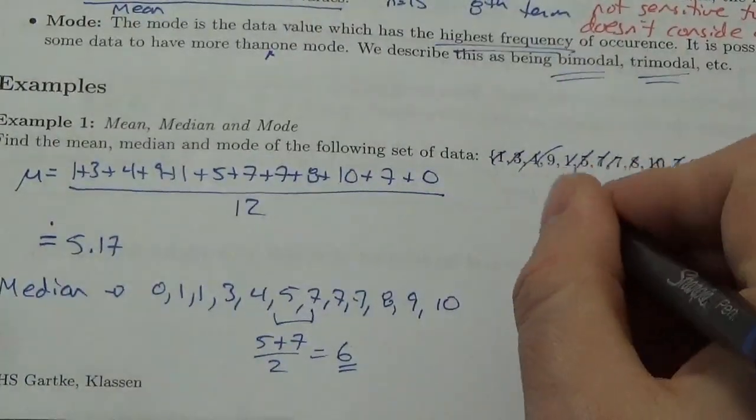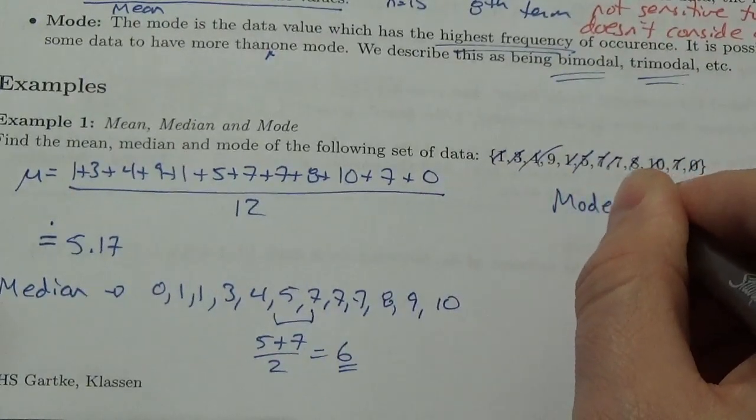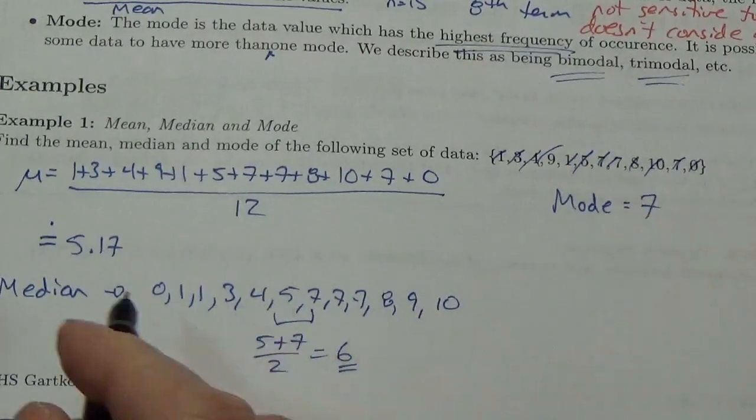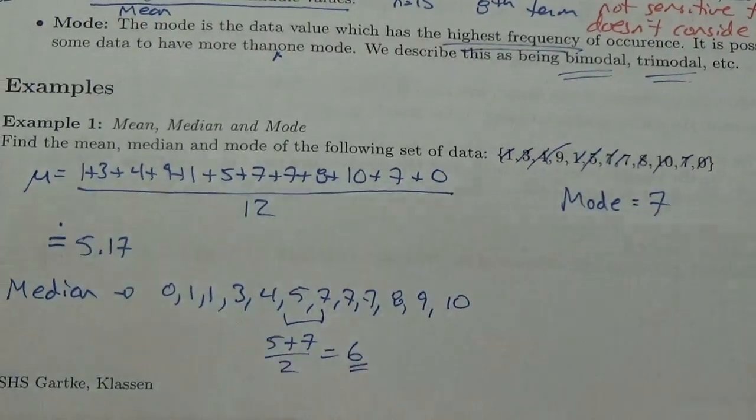Now my mode is something different than both of those. My mode is simply the number which shows up the most often. And once you've got it written out in order, that's easy to see. It's going to be the 7.